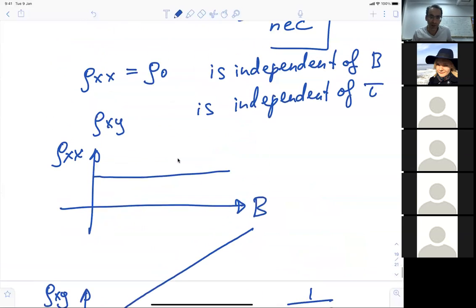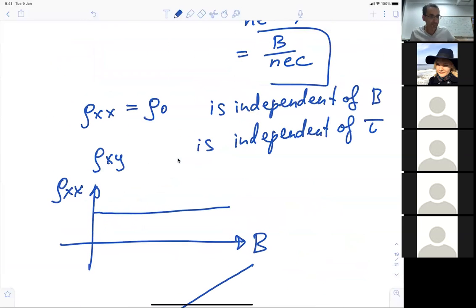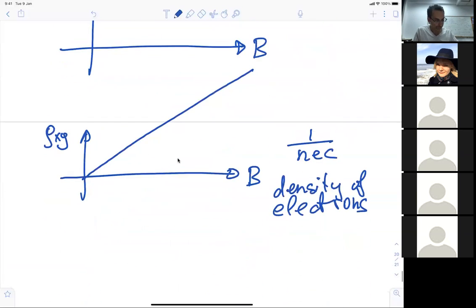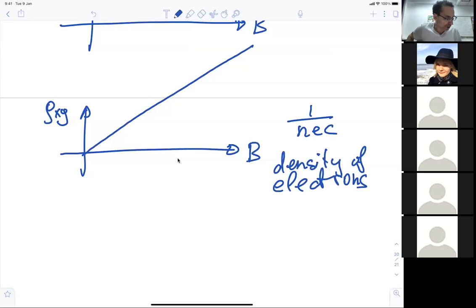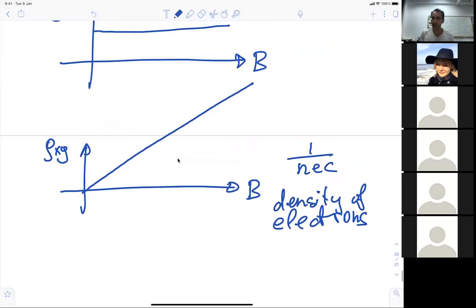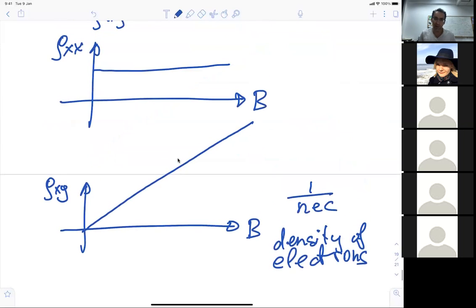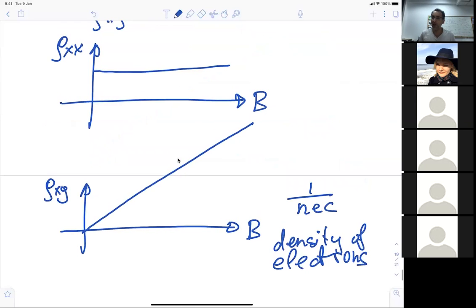In this model, we also see that rho xx is absolutely independent of the magnetic field. Some of this is a result of the simplifying approximation we have done in our model. And now, as you see, there's absolutely no quantum Hall here. We don't see any quantum Hall quantizations. That's because of some assumptions that we made that simplified our solution.